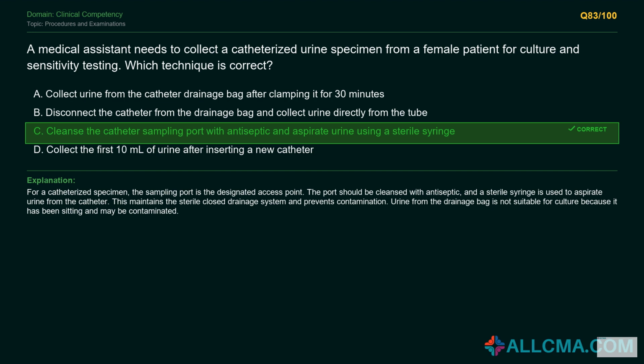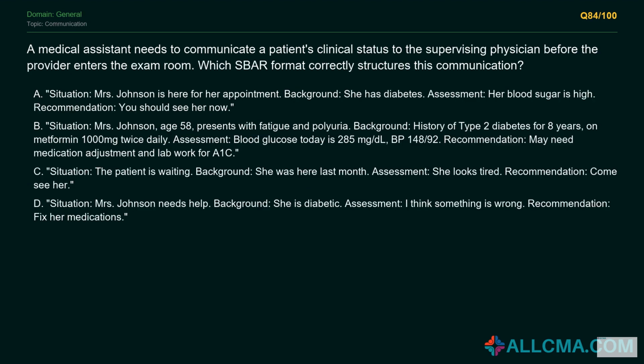Question 84. A medical assistant needs to communicate a patient's clinical status to the supervising physician before the provider enters the exam room. Which SBAR format correctly structures this communication? Option A, situation. Mrs. Johnson is here for her appointment. Background, she has diabetes. Assessment, her blood sugar is high. Recommendation, you should see her now.